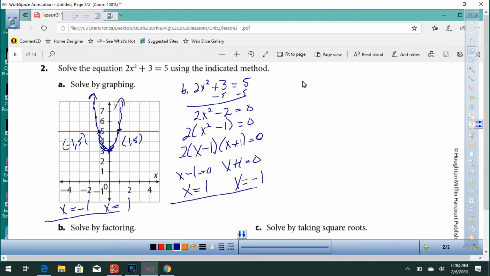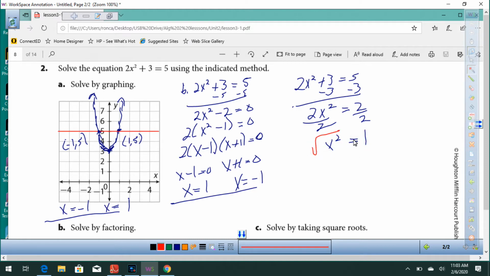Solve by taking square roots. 2x squared plus 3 equals 5. Subtract 3 from both sides. You got 2x squared equals 2. Divide both sides by 2. You got x squared equals 1.